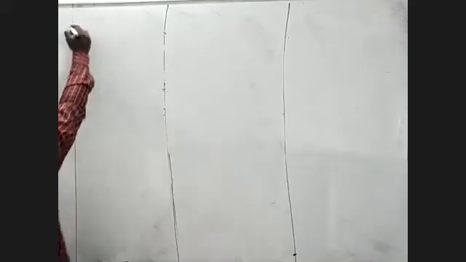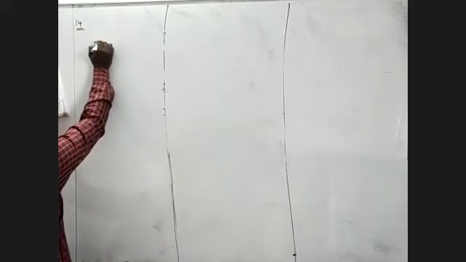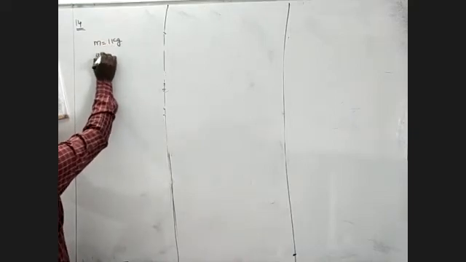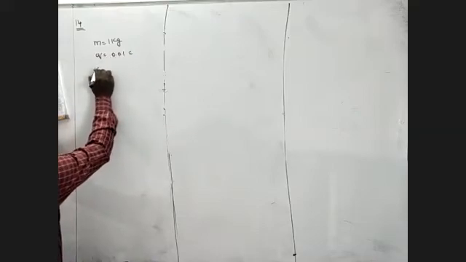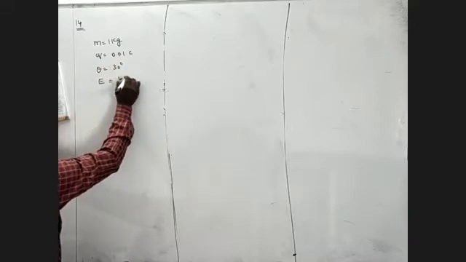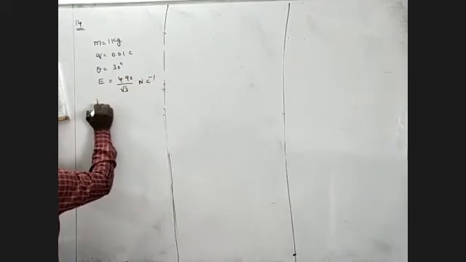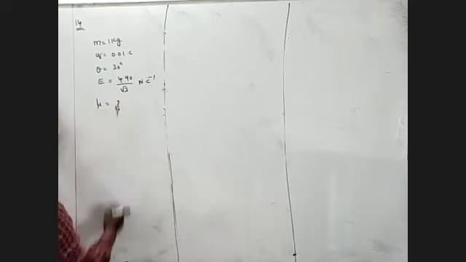Question number 14. This is a very important concept. A particle of mass 1 kg and carrying charge 0.01 C rests on an inclined plane with angle theta equal to 30 degrees, with the horizontal electric field equal to 490 by root 3 newton per coulomb. We have to find the coefficient of friction.